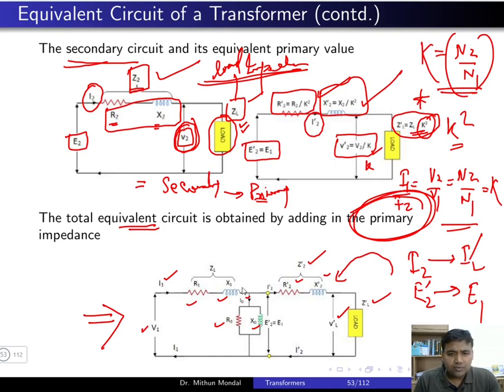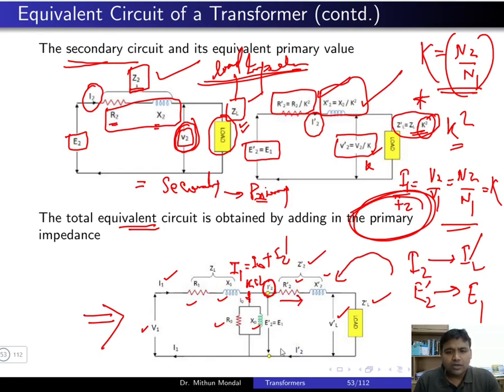Then if you observe here, the current I1, that is the primary current, here you apply the KCL equation, Kirchhoff's current law, at the junction, this one. So I1 will be equal to I0 plus I2 dash. So I2 dash is the current which is flowing on the other part of the winding. So this is basically the current flowing through the load, right?